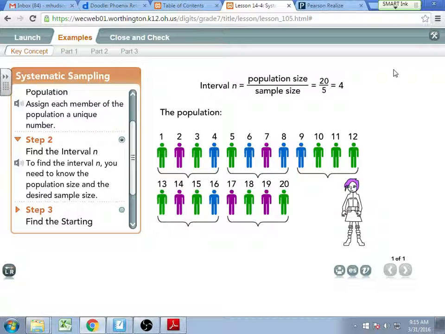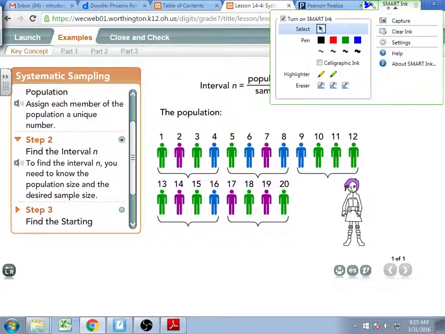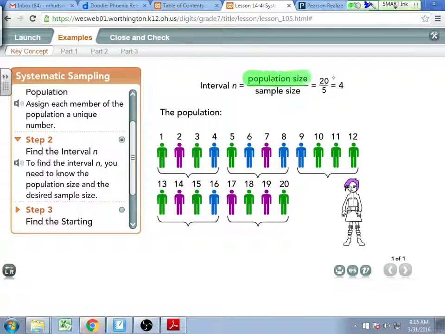So you can go through, and I want you to write this on your paper, population over sample size, because that's how we find our interval. So to choose your interval, that's why we call it n, interval, n. We do population size over sample size to make sure that this gets on your paper. That's how we get 4. So now go through and circle every fourth person.